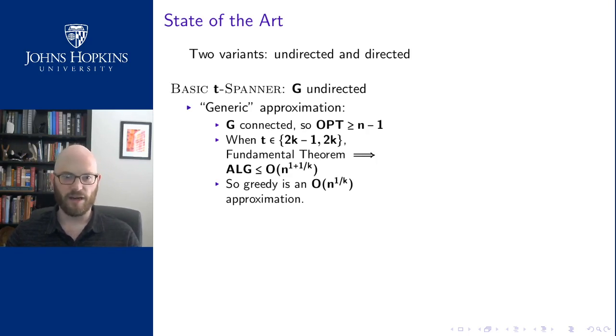When T is either 2k minus 1 or 2k, so take T and approximately divide by 2, the fundamental theorem tells us that we can use that greedy algorithm and get a spanner of size n to the 1 plus 1 over k. So the algorithm has cost n to the 1 plus 1 over k, and opt is at least n. This is an n to the 1 over k approximation. I'm going to call this generic, and we can formalize this, but I'll be a little informal about what I mean. I'm calling it generic because we didn't really look at the graph. This approximation ratio is just: I tell you n, and I say, great, n to the 1 over k approximation. My lower bound and upper bound aren't really using any clever things about the graph.